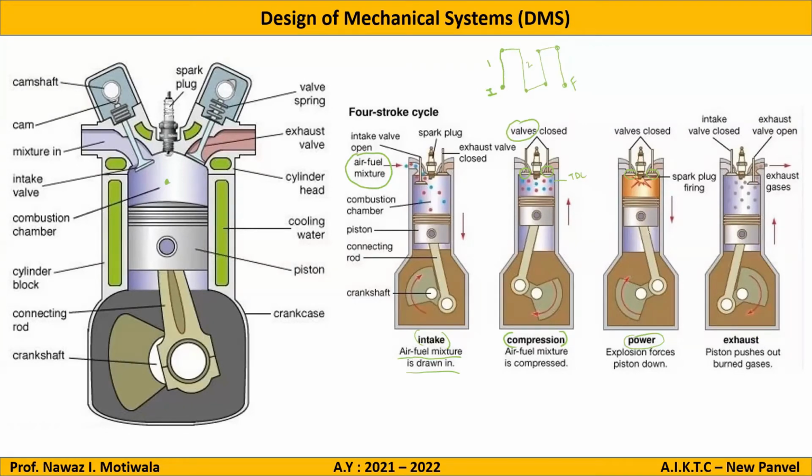Okay, so this is the third stage, and then again when the cam rotates, it will push the piston up. Now you can see that the inlet valve is closed and the exhaust valve is open, so all the exhaust gas comes out from the outlet valve. So this is the complete cycle of a 4-stroke petrol engine, or any 4-stroke cycle engine: intake, compression, power and exhaust.